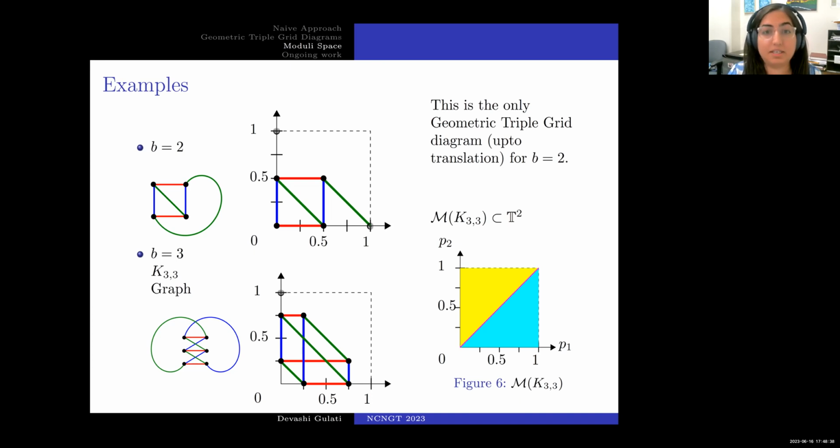For b equal to 3, let's consider the K33 graph, with this Tate coloring, which is pretty symmetric. In the center, we have the geometric triple grid diagram of this graph type. On the right, we have the moduli space corresponding to this graph. This is a subset of the torus, T2. It consists of the yellow region and a blue region with this wall in the center.